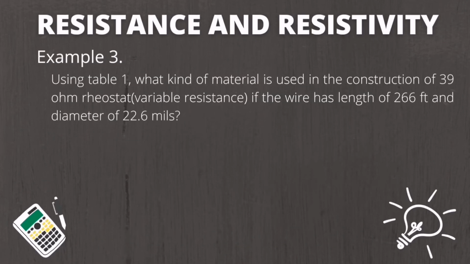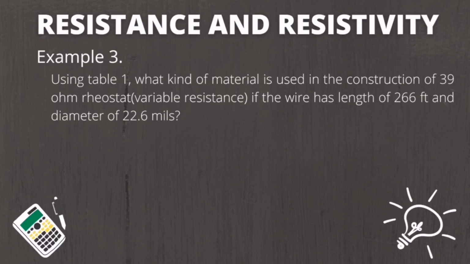For the last example, using table 1, what kind of material is used in the construction of a 39 ohm rheostat, a variable resistance, if the wire has a length of 266 feet and a diameter of 22.6 mils? What are the given? R is equal to 39 ohms, L is equal to 266 feet, and D is equal to 22.6 mils. So what is the material used?